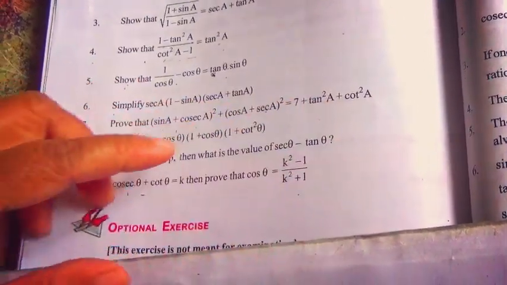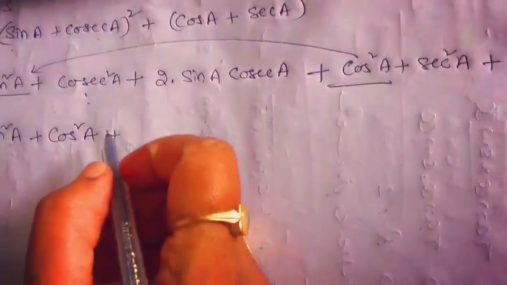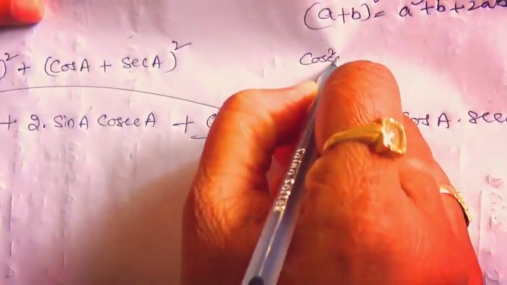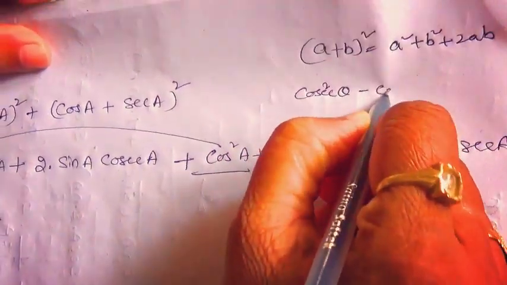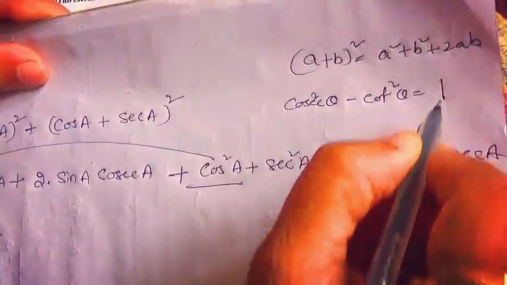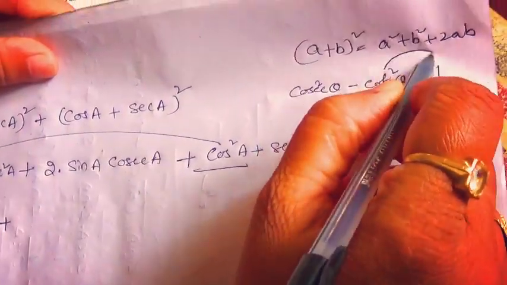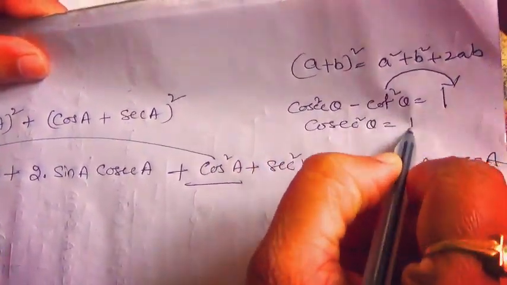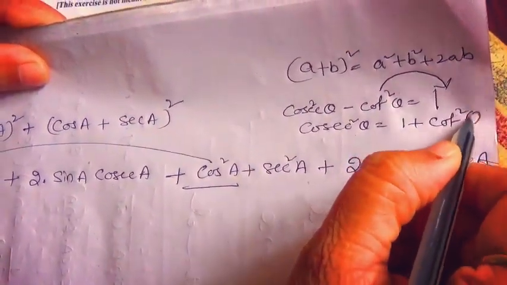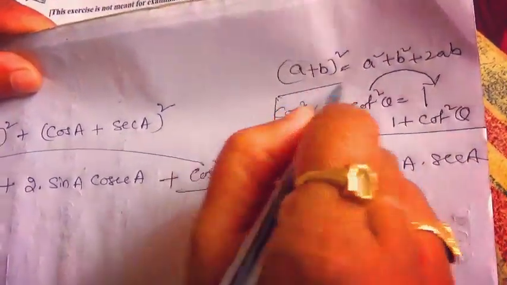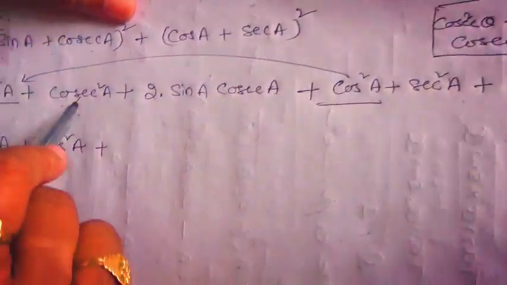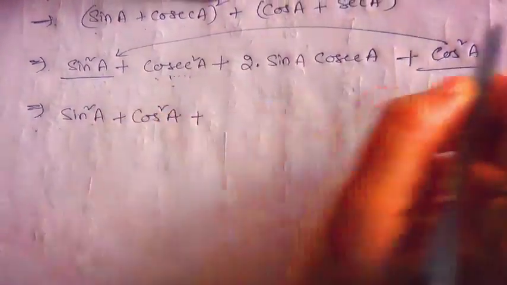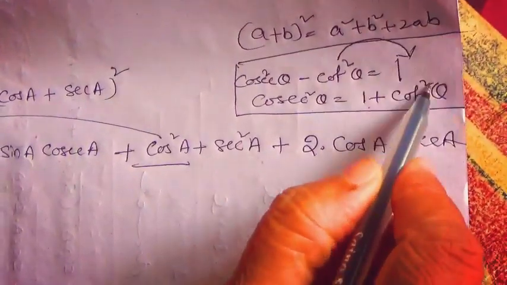That's why I am taking one trigonometric identity: cosecant square theta minus cot square theta is equal to 1. We know that. We just take this 1 to the other side, so cosecant square theta is equal to 1 plus cot square theta. So I am using this formula here. In the place of this cosecant square a, I am taking this 1 plus cot square a.